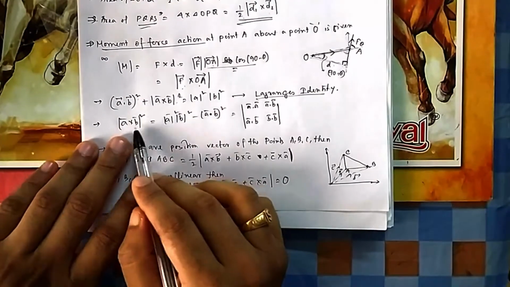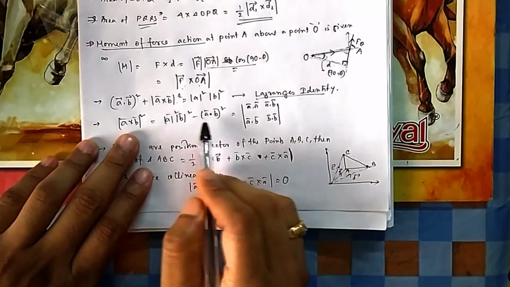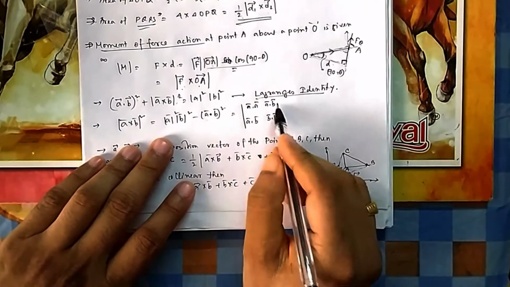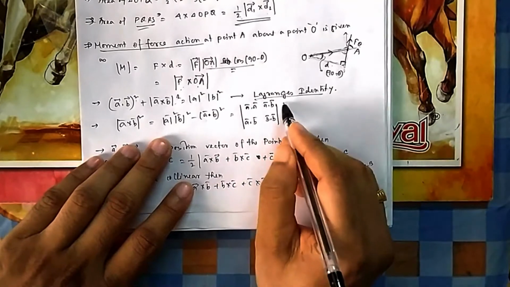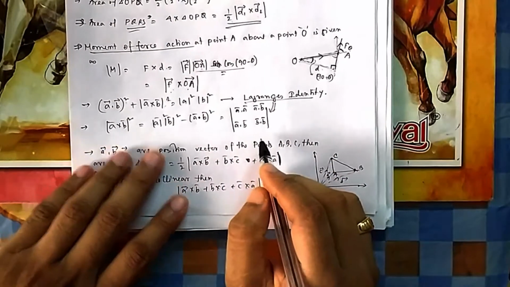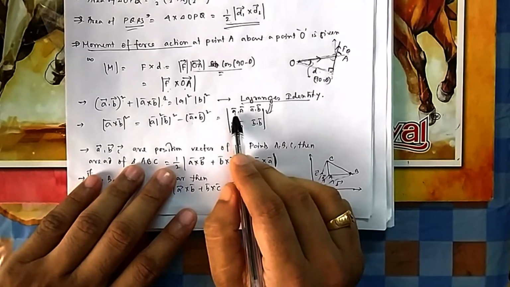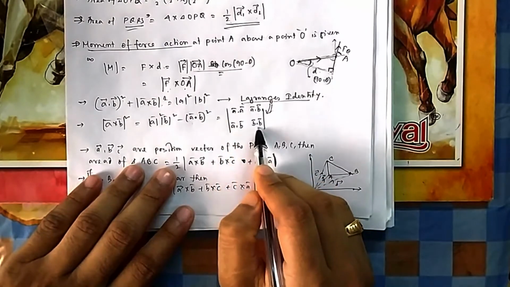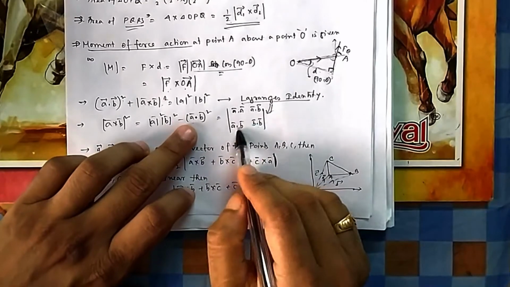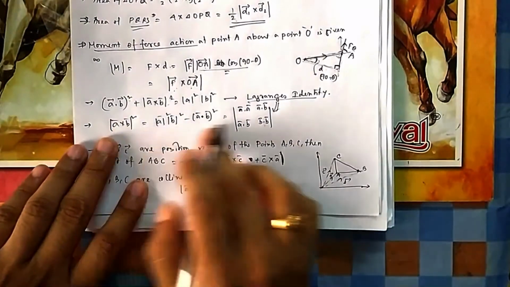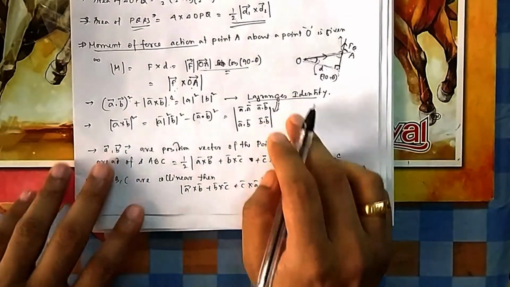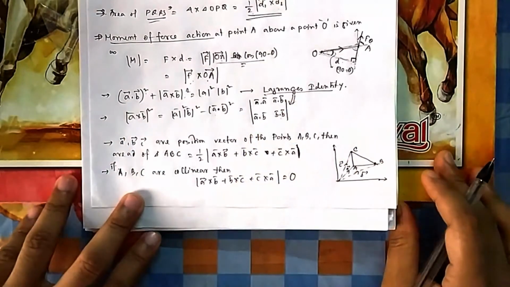You can find A cross B whole square is equal to this minus this, which is also written in determinant format. So that is also one way of writing the Lagrange identity. A dot A, so if you open this determinant, this is A square B square, so A square into B square minus A dot B into A dot B, squared. So this can be written in determinant format, that is the Lagrange identity, very important, you try to remember it.